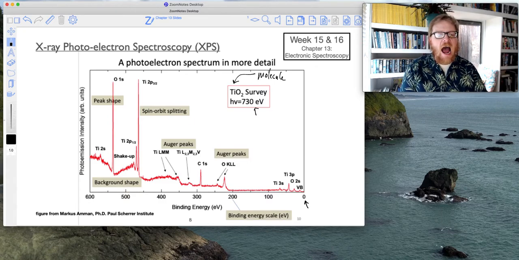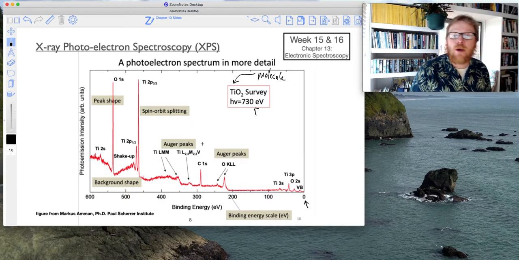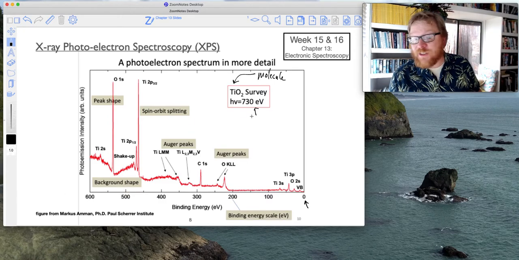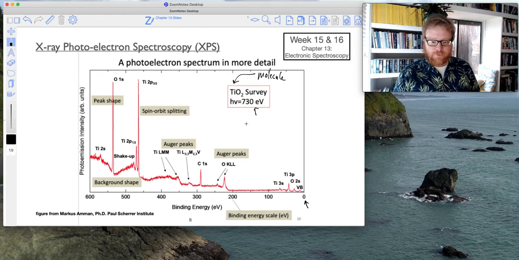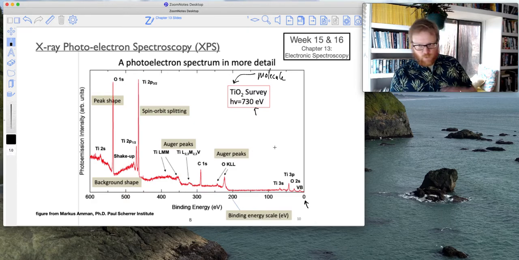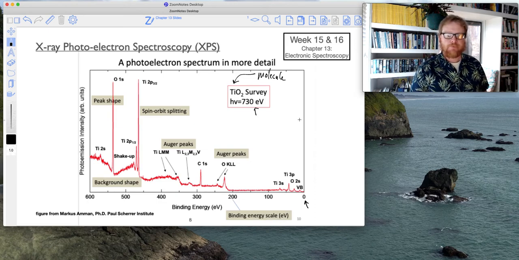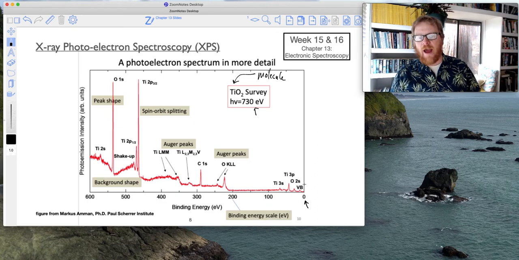So that means the highest energy we could go out to would be just under 730 electron volt. Because with a binding energy of 730 electron volt and an incident radiation of 730 electron volt, we wouldn't have any kinetic energy, right? So everything down here has the highest kinetic energy, right? Consequently, the smallest binding energy.